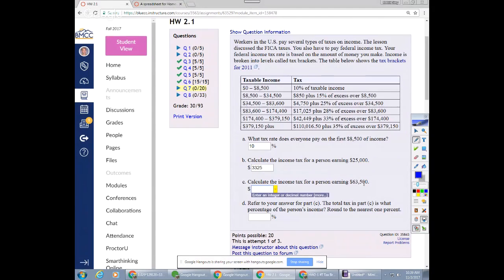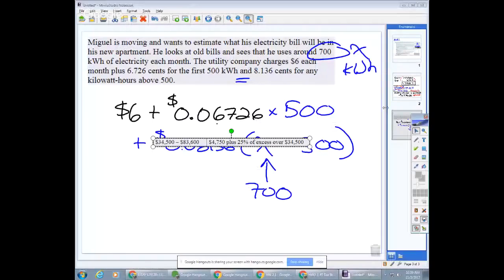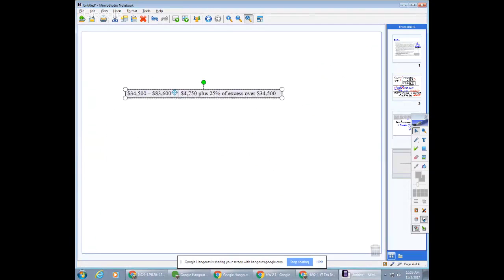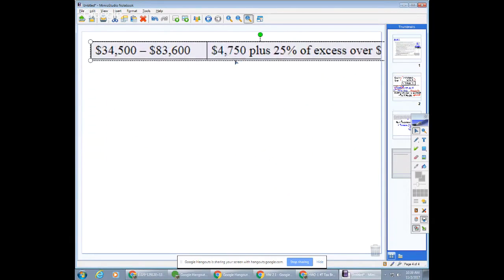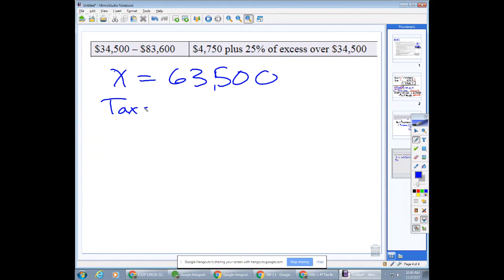Next, we have to do the 63,500. So that falls in this category right here. I'm going to do this instead of on the spreadsheet, on paper. So I'm going to take a screenshot of this category right here, because that's where the 63,500 falls in. So new page. So I'm now in this tax bracket. Oh, too big. Slow down there, Tiger. Okay. And we have a taxable income of 63,500. And so X here, remember, is what we called the taxable income the other day.